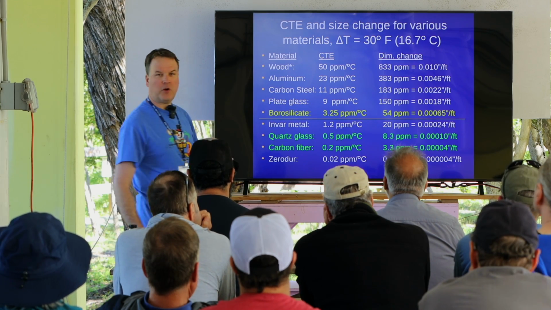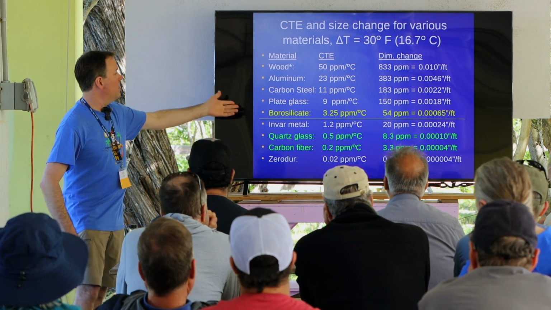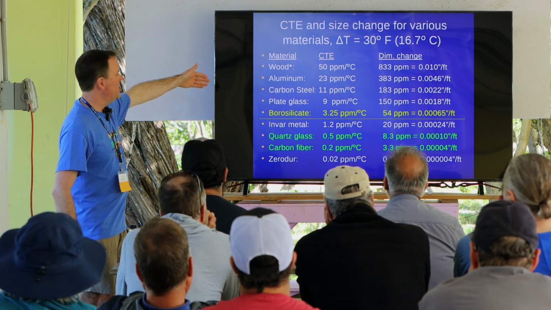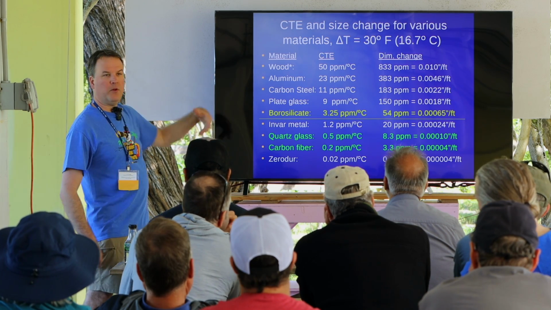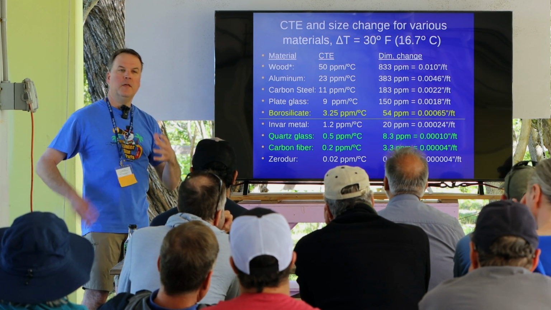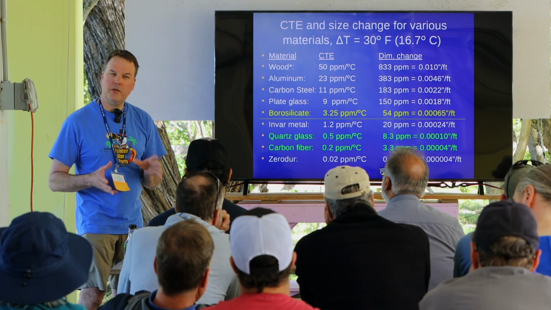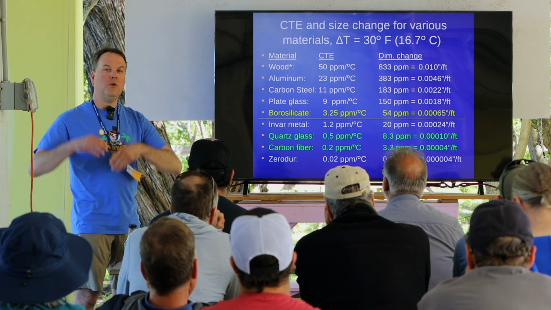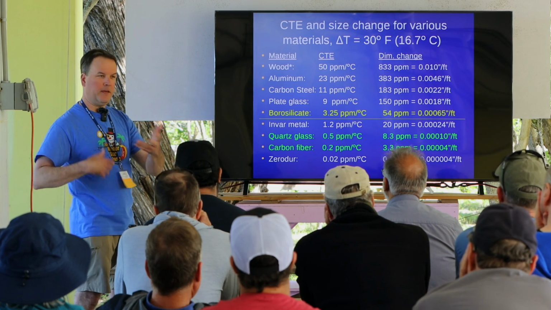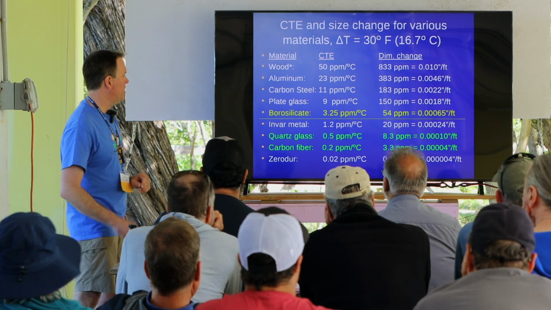11 parts per million for carbon steel. Steel expands less than aluminum. So if you're building a telescope and you have tight tolerances to hold, you might consider using lighter weight, like thinner steel rather than aluminum. It's harder to machine steel, but you might consider that.